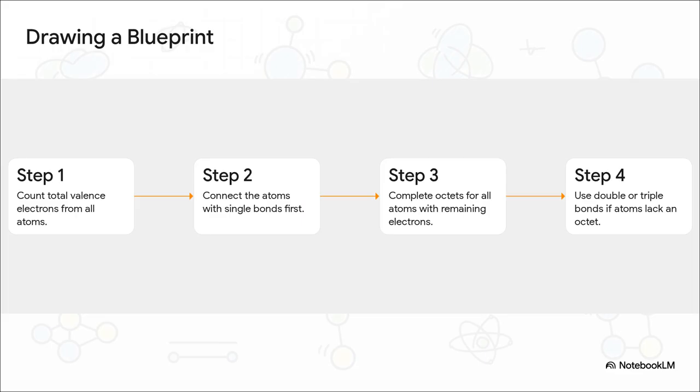First, you add up all the available valence electrons from every atom. Then, you connect all the atoms together with simple single bonds. Third, you take all the leftover electrons and sprinkle them around the atoms until they all have 8. And if you run out of electrons before everyone's happy, that's when you have to make some atoms share more by creating double or triple bonds.